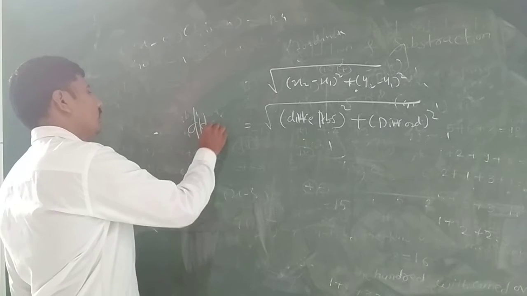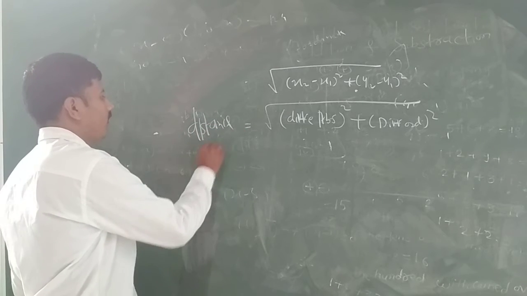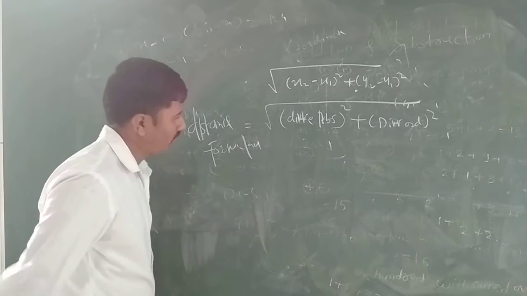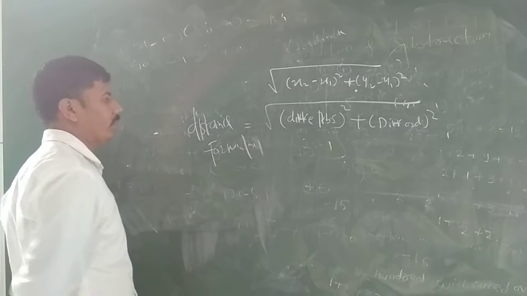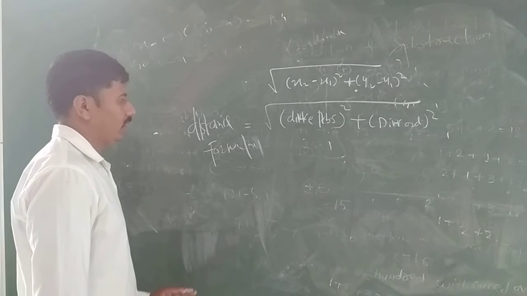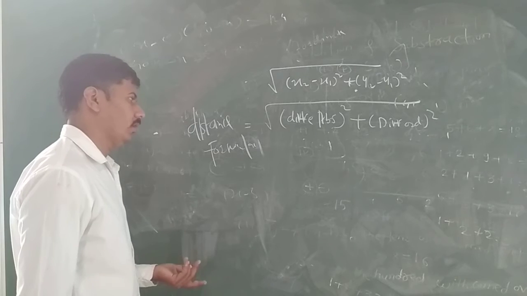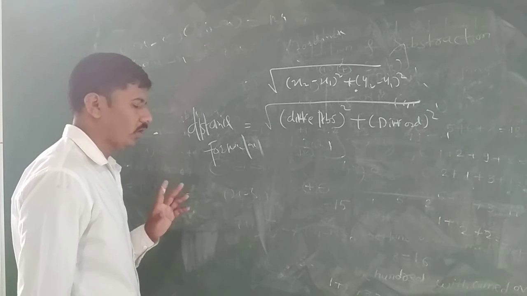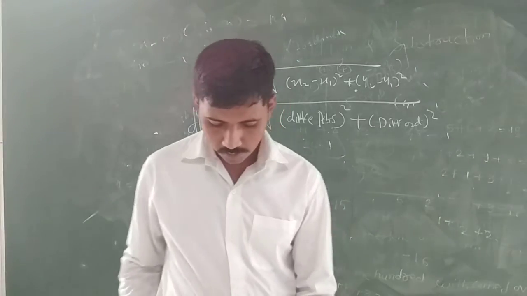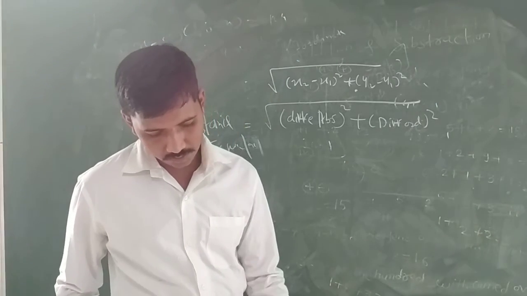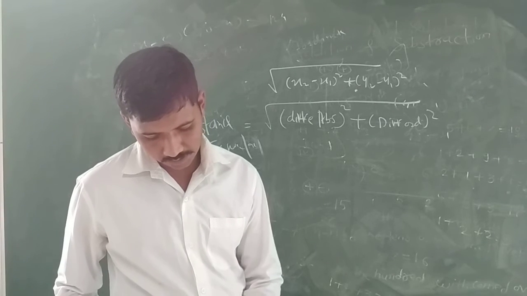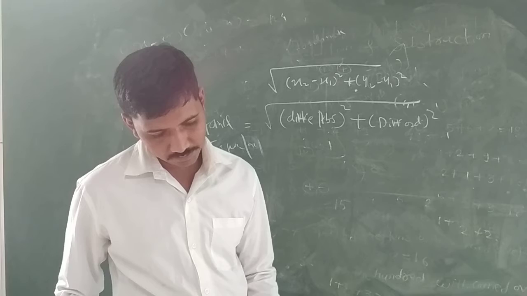Distance formula. Formulae, not formula. Formulae is the plural. If many formulas are there, then we call them formulae, and if only one formula is there, then we call it the singular, formula. Okay. So this is what you use to determine the distance between two points.